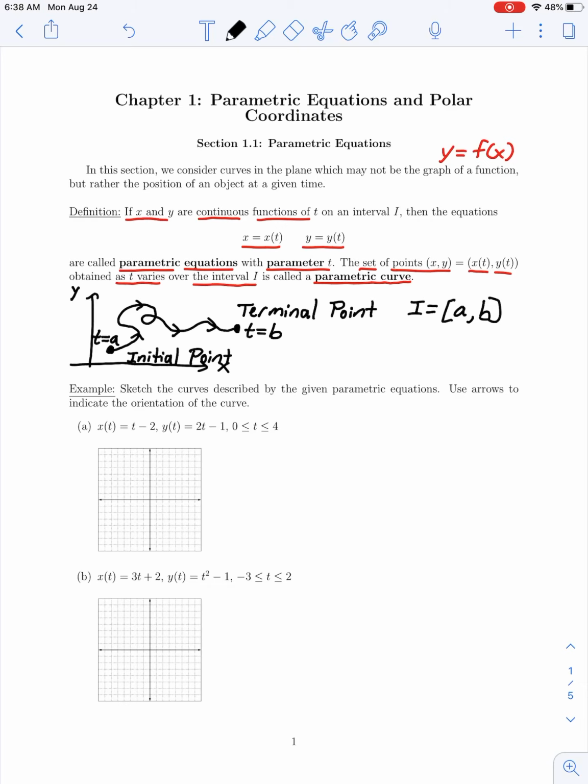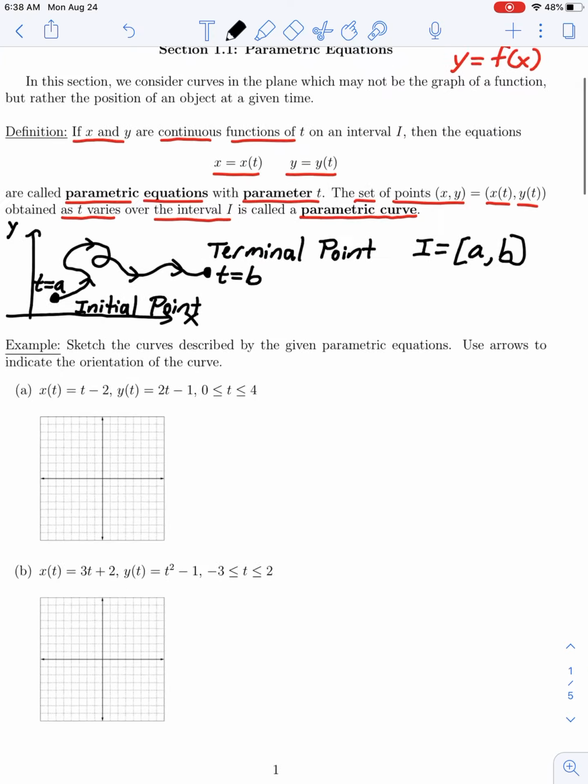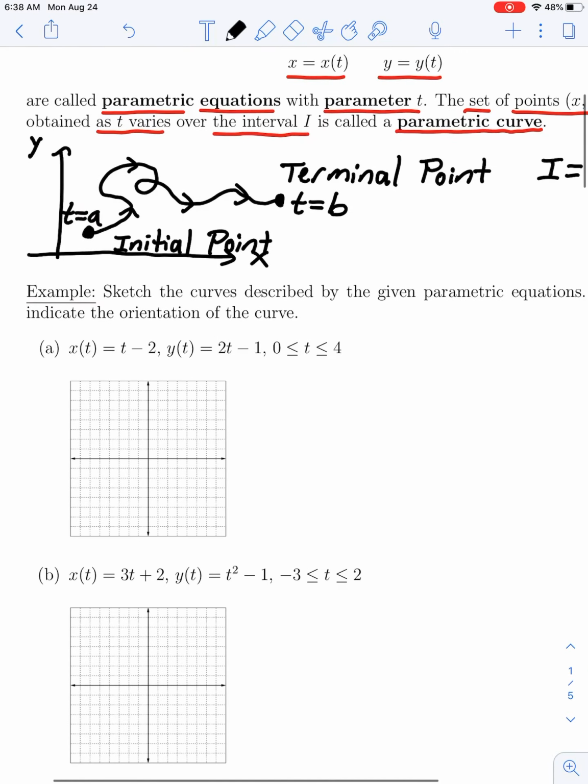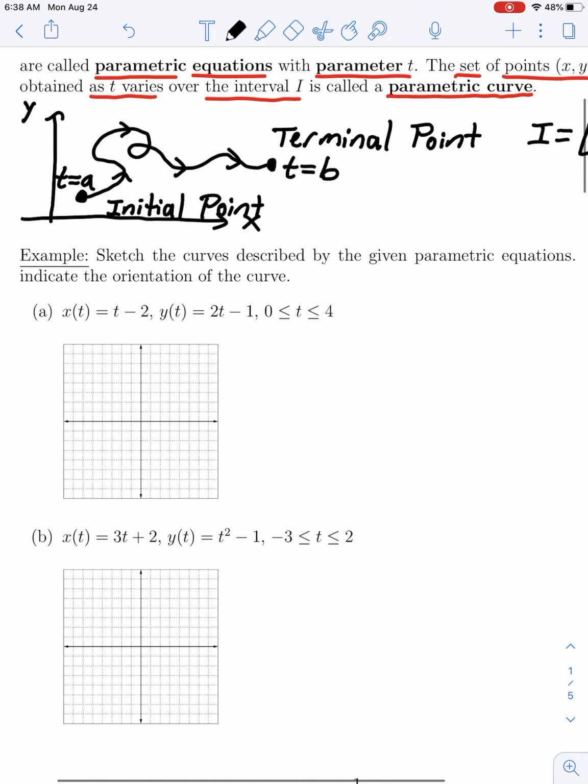So there's a couple of ways we could go about sketching this curve. Let me zoom in a little bit here. One way that we could go about sketching this curve is to substitute the values for t within this interval into our parametric equations for x and y and see what we get, what points would lie on this curve. So let's consider using a table of values here. So we're going to choose t values within the interval from 0 to 4 and find the corresponding x and y values.